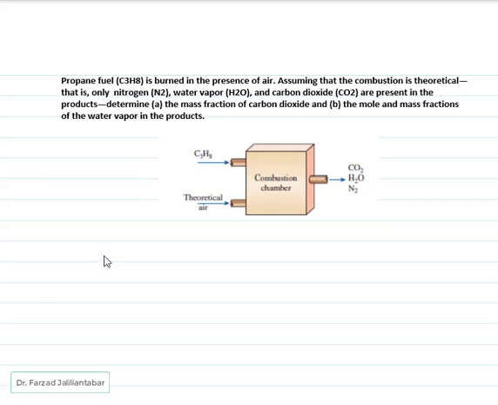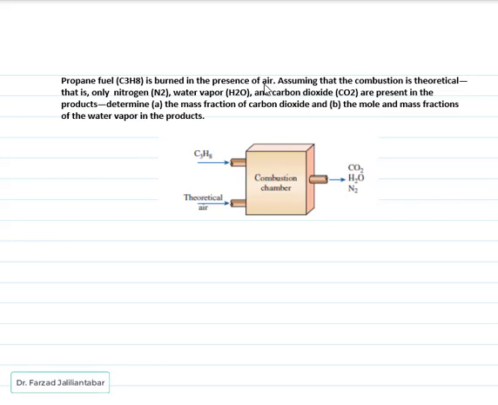Now we are going to solve a problem related to chapter 5. In this example we are going to see the combustion reaction for the propane fuel. So let's see what the question is. Propane fuel with the molecular formula C3H8 is burned in the presence of air.